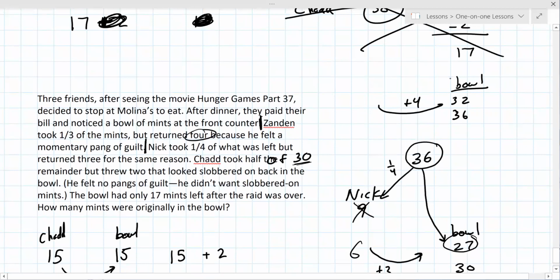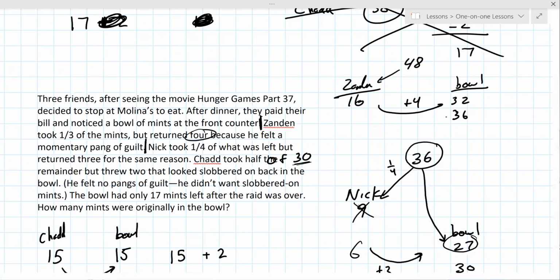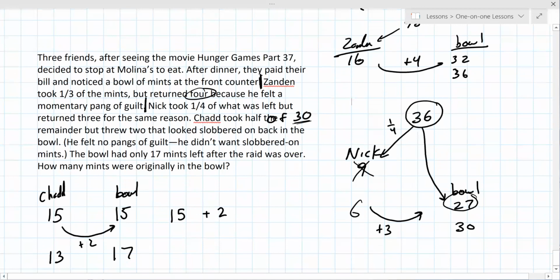Okay, so if we started with 48, a third of the mince that went to Zandon, that's 16. Do you agree with that? Yeah. 48 minus 16 is 32. That's how we got there. He took 4 of his, put them in there to get to 36. I don't think that was super clear, but here's what we're going to do. We're going to paste this problem one more time, and go through it from the beginning, knowing the correct answer.